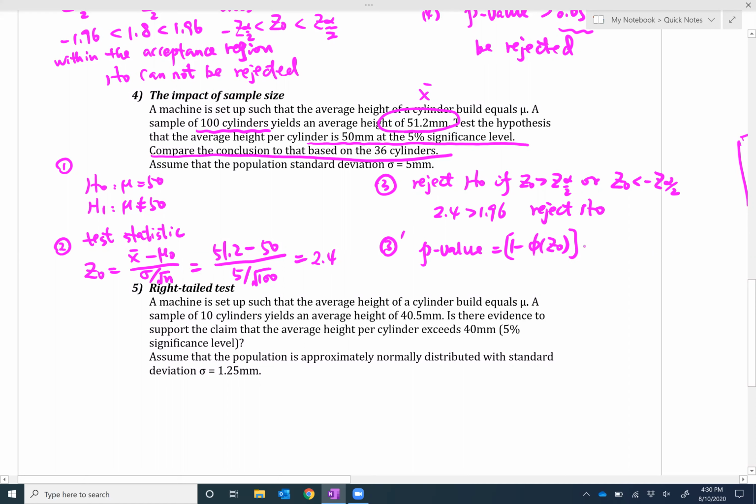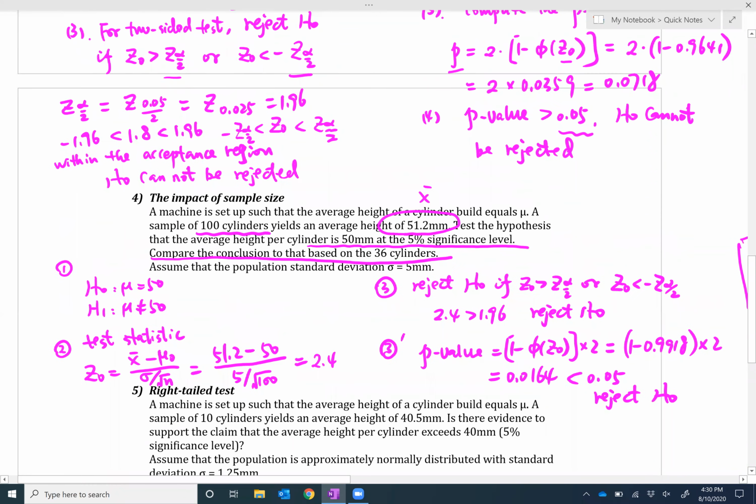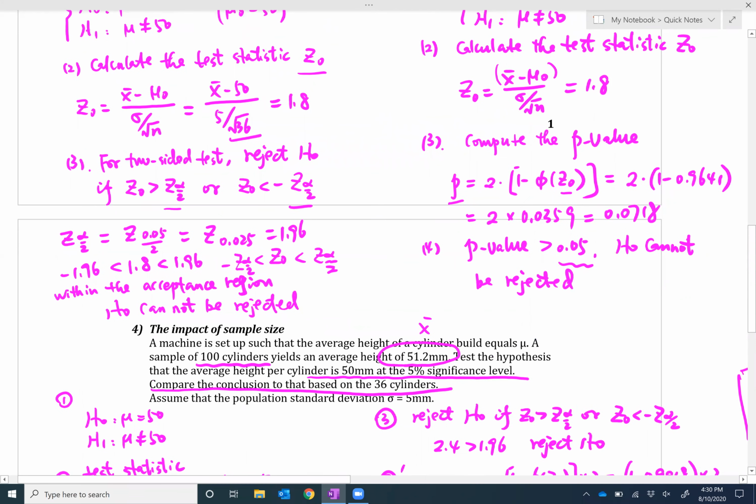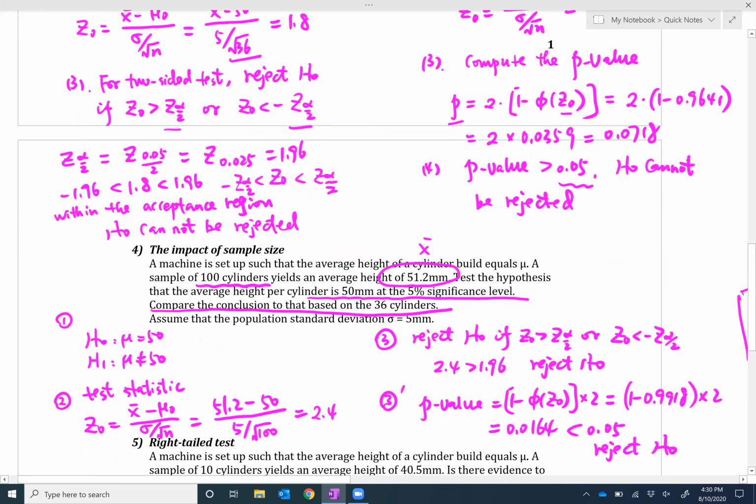If we use the p-value approach, we know the p-value equals 1 minus phi z0, but you need to times 2, right? So this equals 1 minus 0.9918, and then times 2, which equals 0.0164. This is less than 0.05, less than the 5% significance level. So the smaller the p-value is, the stronger the evidence to reject H0. Now we get it done. So you see, even if we have a different sample size, you can make a different conclusion, because now you have more data points and more information, and can also make a better decision.